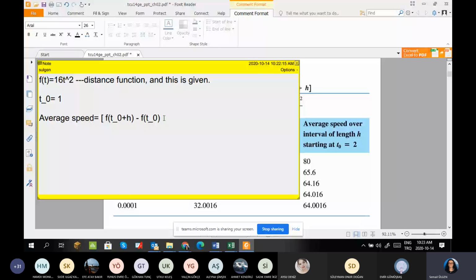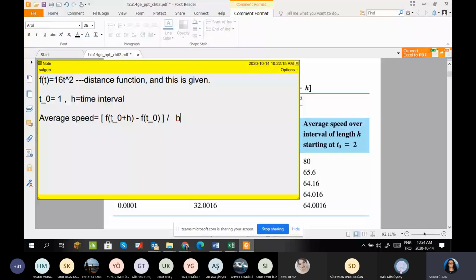This is over the time interval that passes, right? T2 minus T1, you can consider, like we had it before. But in this case, let's call it H. H is the time interval. Therefore, we just take the ratio over H. So this is going to give us the average speed in this case.